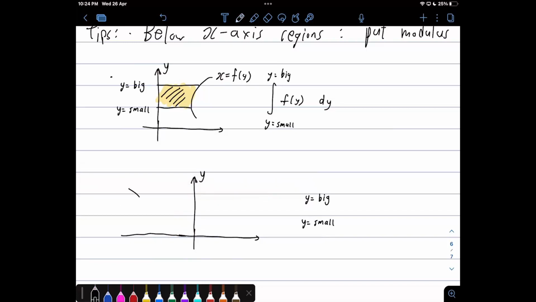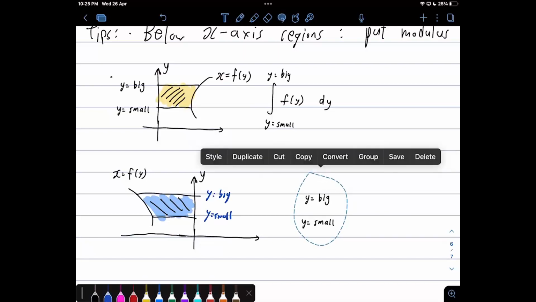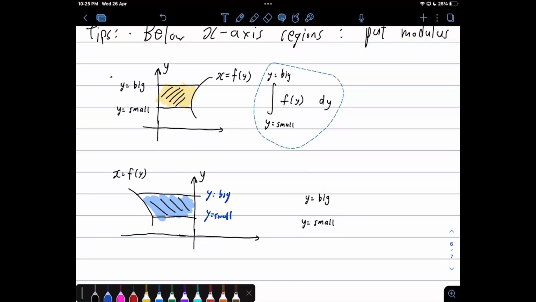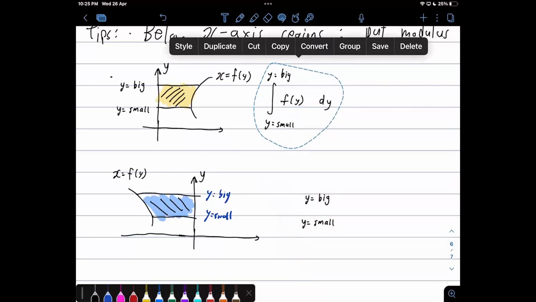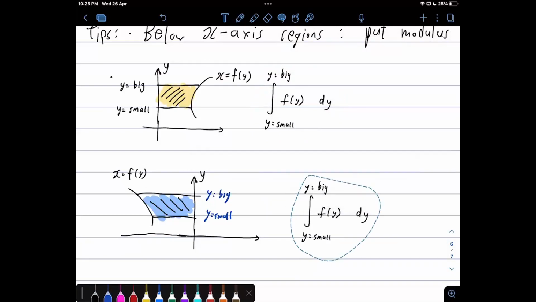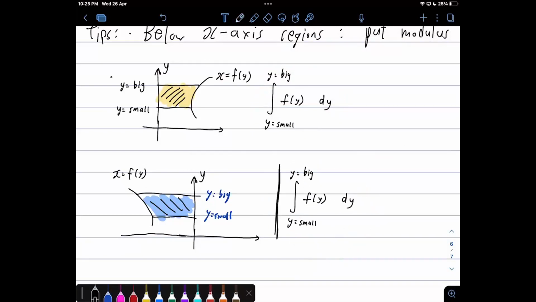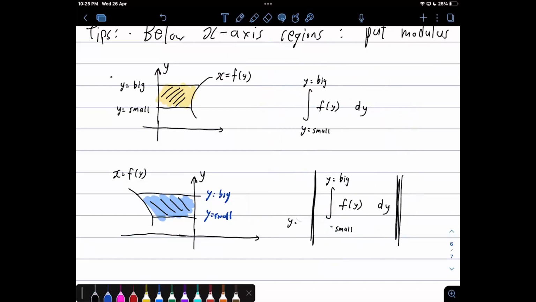If you have a curve like this, still x equals f of y, but this time you are to the left of the y-axis, still y equals big, y equals small. You still use the same formula, but you just put on an extra modulus sign. You just use the same formula, but with modulus. Very good. Then the rest is all application.